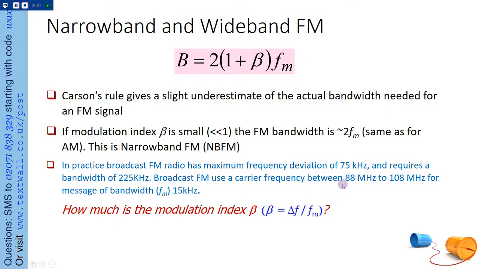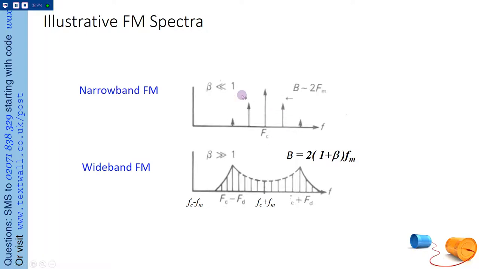Okay, so that's the first important thing we needed to cover today, which was Carson's rule, bandwidth approximation, narrow band and wide band FM. So this is what the spectrum might look like. For narrow band FM, for a very small value of beta, your effective bandwidth would be approximately twice FM. The actual bandwidth would be greater, but the effective bandwidth would be twice FM. That's why we say the bandwidth is always bigger than the bandwidth of AM, even if it's narrow band. Because even though the effective bandwidth is the same, the actual bandwidth will be greater.